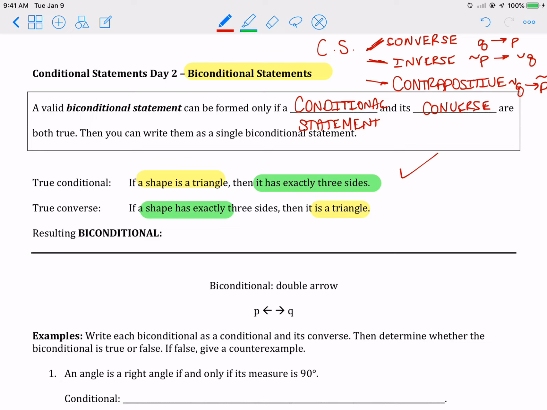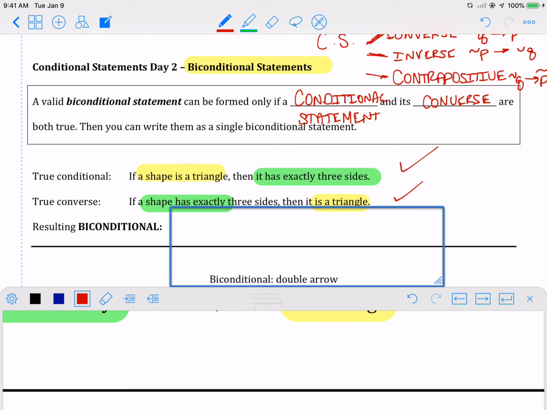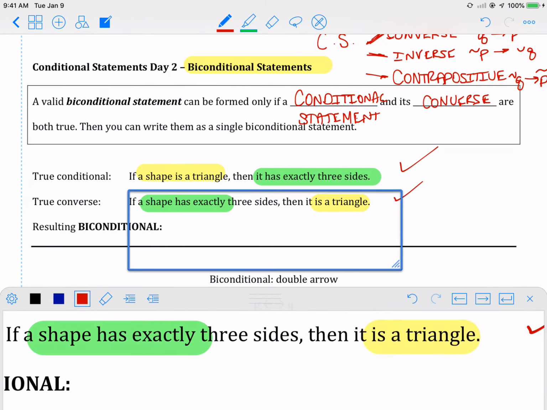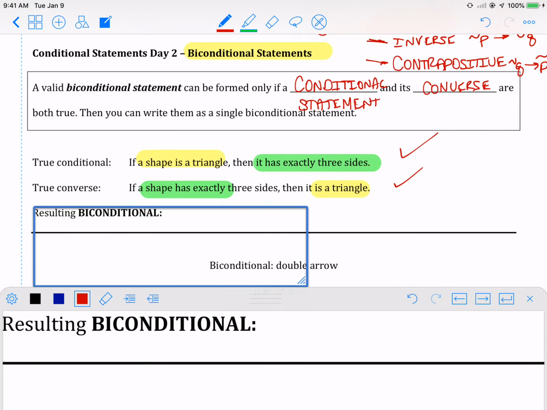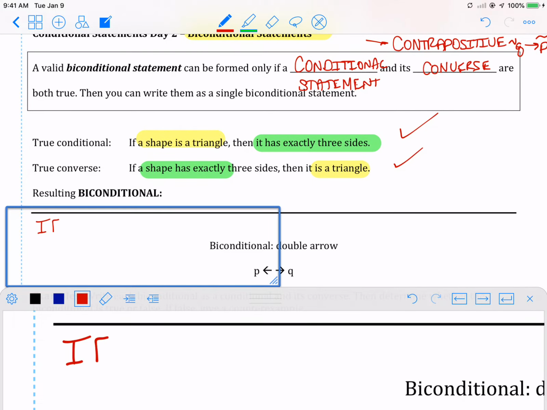Okay? So our converse of that is if a shape has exactly three sides, then it is a triangle. Of course, no matter what happens, as long as that shape's got three sides, we're going to call that rascal a triangle. So what we're going to do is take the if and the then out, and write this as a biconditional statement. So if and then are replaced with this little phrase, if and only if.